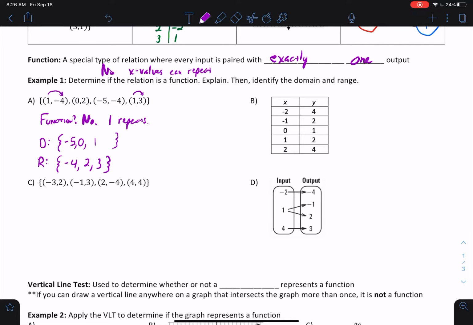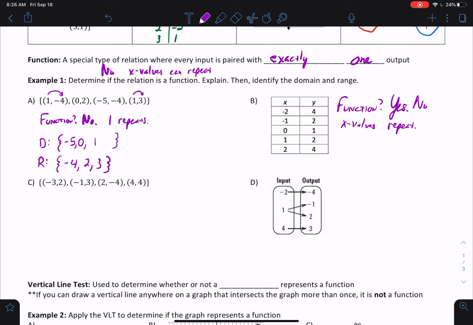So next up, let's do B. Let's look at the x coordinates. Let's see if any of them repeat. -2, -1, 0, 1, 2. None of those repeat. So is this a function? Yes. No x values repeat.